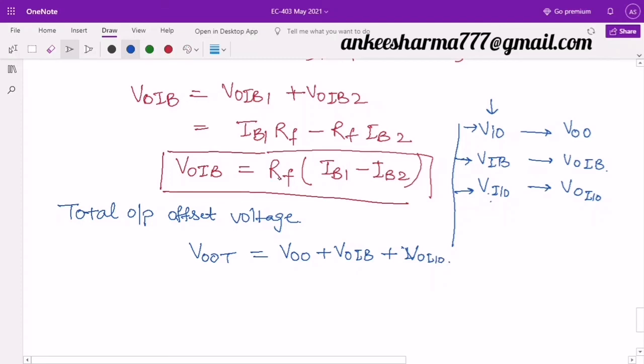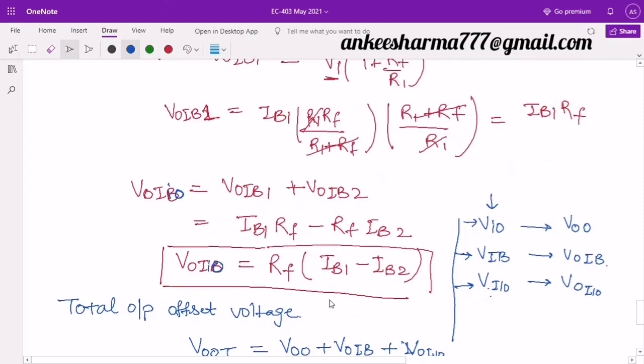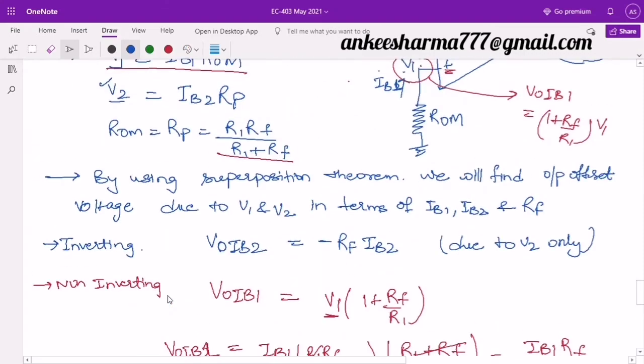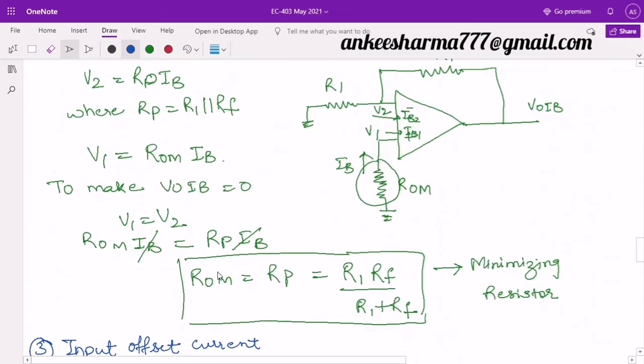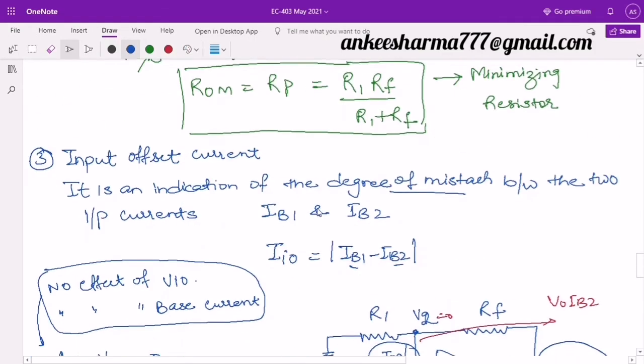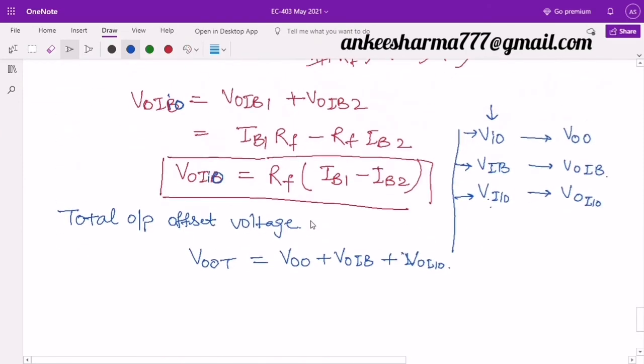So I think this is what we have studied, these three things. Sorry, I think I have written it wrong over here. It should be IIO. Right, this term is wrong, because these are for the input offset. Bias we have discussed earlier. When we add these two, it is VOIIO. These were the bias currents, VOIB, that is equal to RF IB2. Right. So these are the three effects that we will find in an operational amplifier.